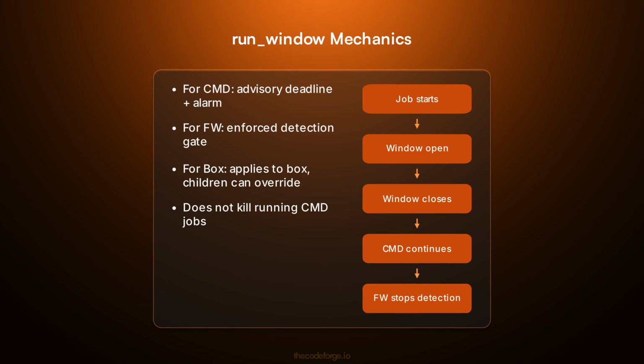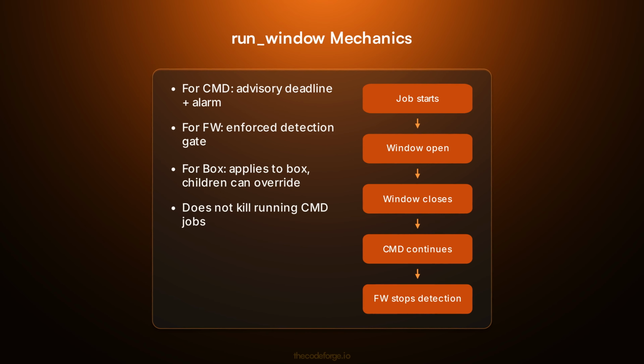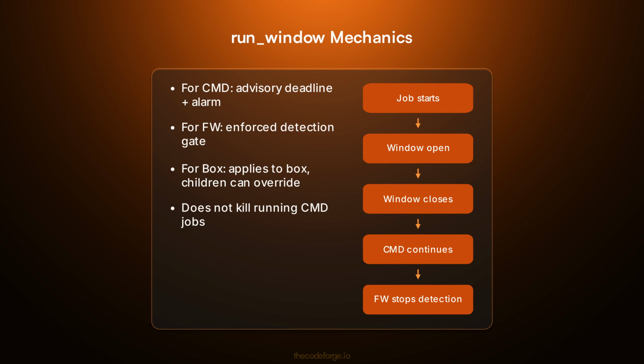Run window works differently by job type. For CMD jobs, it's a suggestion. AutoSys raises an alarm but doesn't kill the process. For file watcher jobs, it's a hard gate. Outside the window, files are invisible. Box jobs inherit the window unless they define their own.